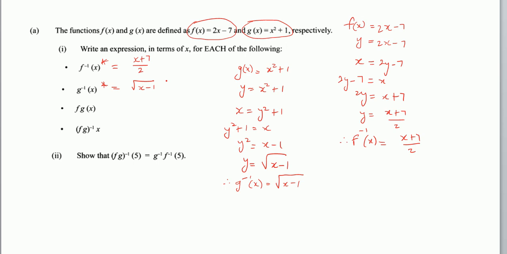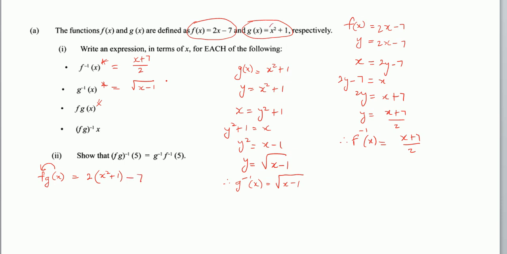Next part is a composite function. We want to find fg of x. What is fg of x? Basically, what we are doing is taking the function g of x and plugging it into the function f. So g of x is x squared plus 1. Therefore fg of x will be 2 times x squared plus 1, minus 7.